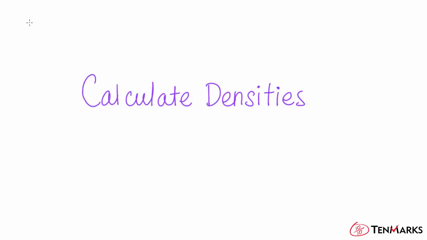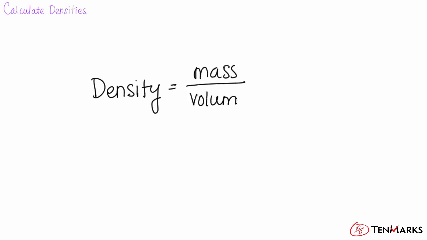In this video, you'll learn how to calculate the density of a three-dimensional object. Let's start by reviewing the formula for density. Density is equal to the mass over the volume, where mass measures how much of something there is, how much matter it takes up. It's kind of like the weight, but it's usually measured in grams.